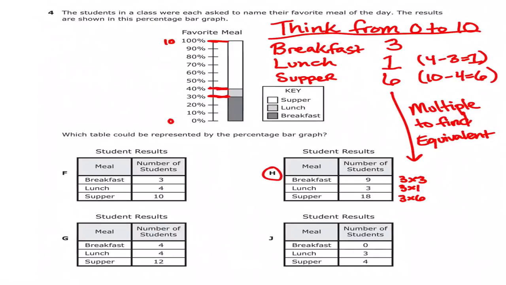So from the graph, I know 3 students had breakfast, 1 student had lunch, and 6 students like supper. Well, if I multiply all those numbers by 3, it matches up perfectly with the numbers in H. 3 times 3 is 9. 3 times 1 is 3. 3 times 6 is 18. And that's why the answer is H. It's an equivalent problem. So it's kind of a 2-step problem where you have to break down the chart and then find the equivalent.